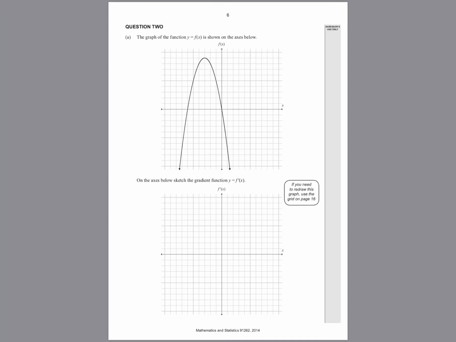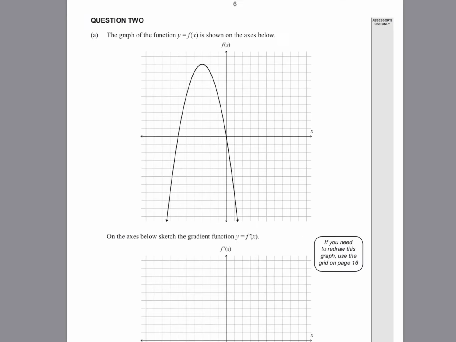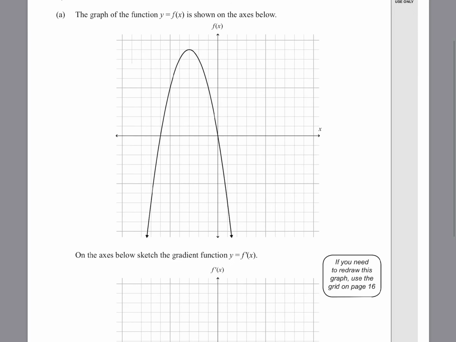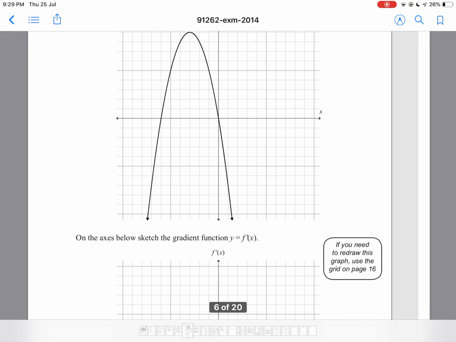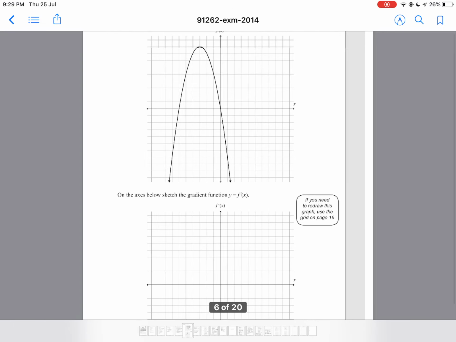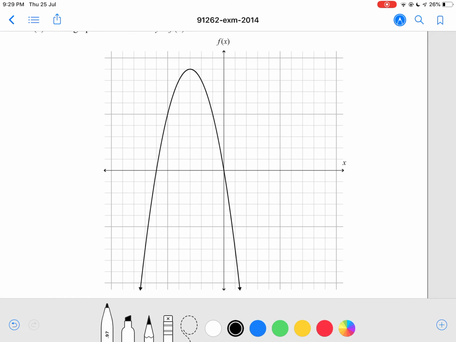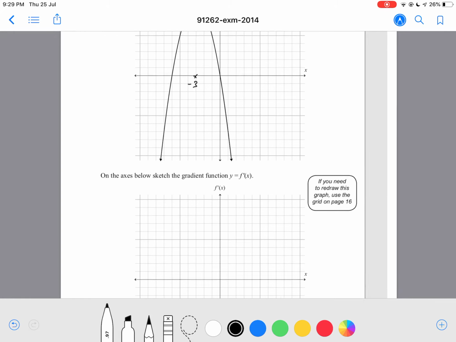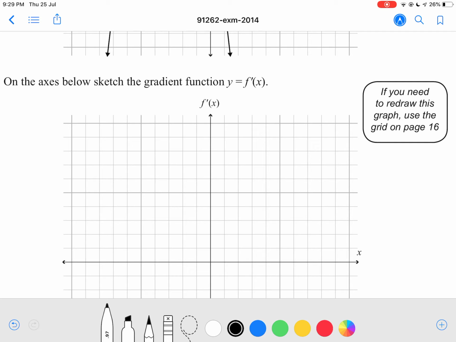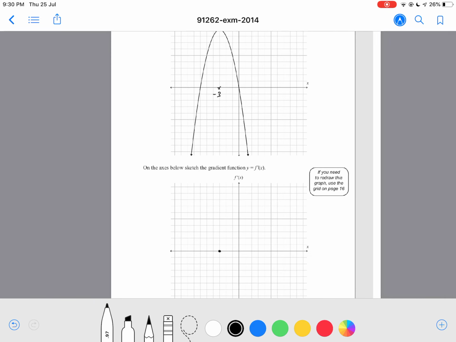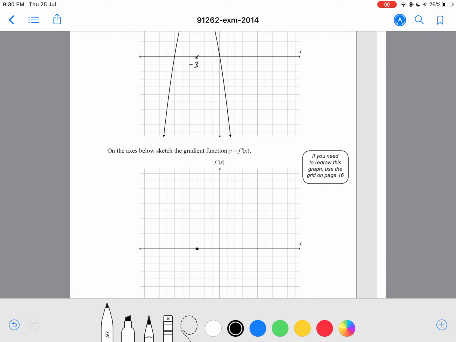Next question. Question 2. The graph of the function f of x is shown on the axis below. On the axis below, sketch the gradient function y equals f dash of x. Alright, so our turning point is at -3. Therefore, a quadratic graph will differentiate into a linear graph. So when x equals -3, our gradient will be 0.